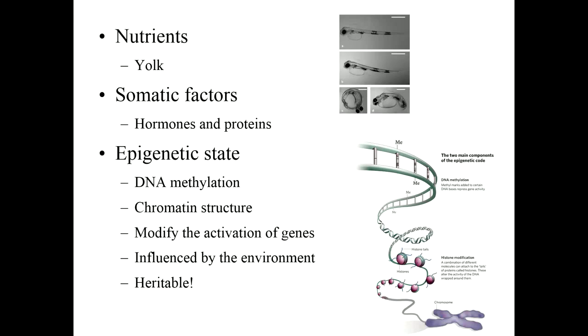But particularly interesting is the epigenetic state of the parents. And these are things like DNA methylation and chromatin structure, and they can act to modify the activity of the genes. They're influenced by the environment, and they're potentially heritable. So there are ways that the actual function of the genes, the expression of the genes, and how that influences the phenotype and the environment can be passed from one generation to the next. That's not your usual Mendelian genetics. And so this is an area of great interest at the moment, and it's an area that we're doing quite a bit of work on, and other people are as well.